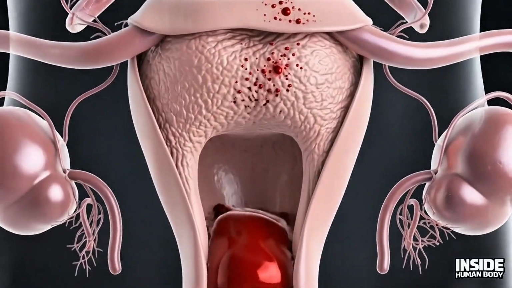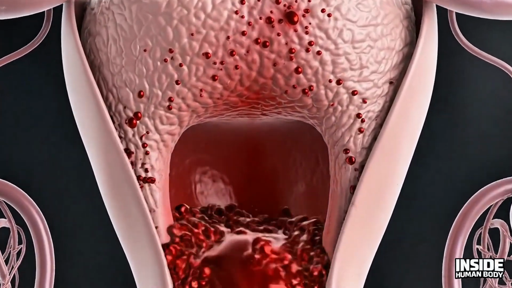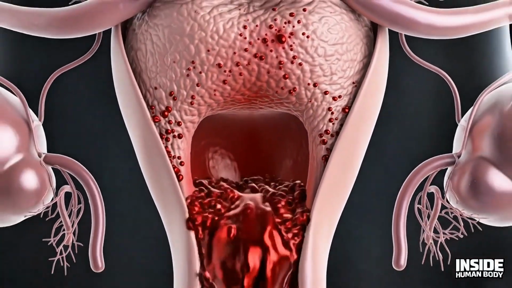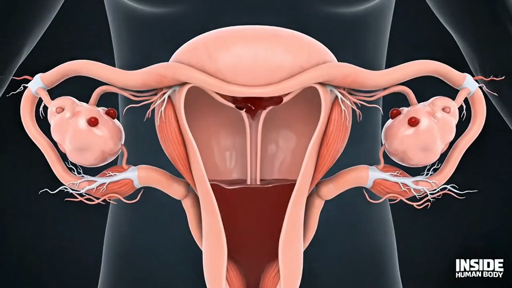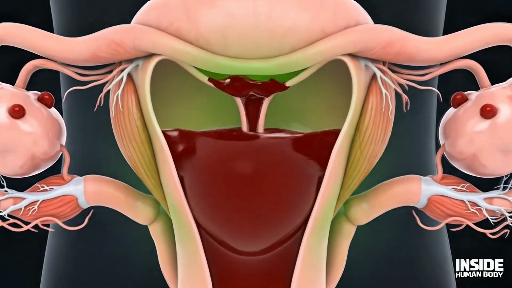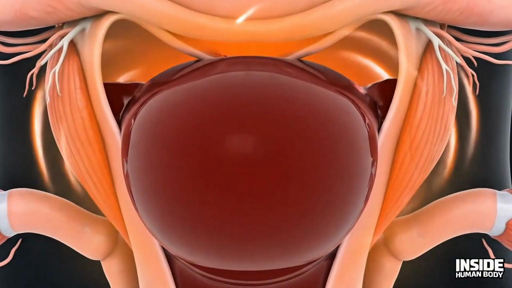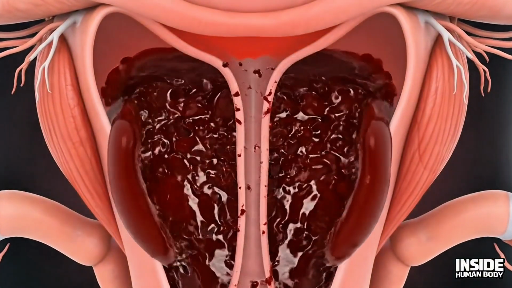Transparent 3D visualization reveals the uterine lining, or endometrium, beginning to shed. This marks the start of the menstrual phase. When the cervix is blocked, menstrual blood accumulates in the uterus. This causes the uterine walls to distend.